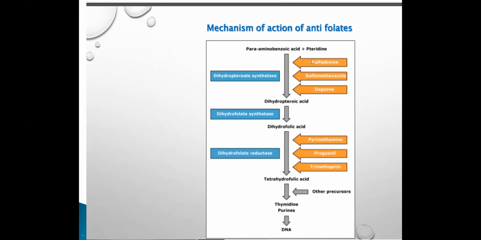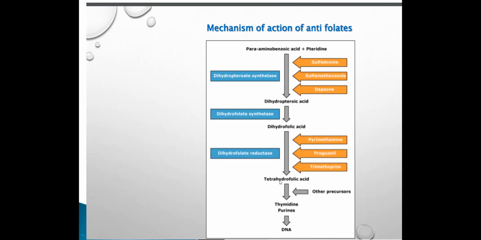So what do the sulfonamides do? They act on dihydropteroate synthetase. That is the mechanism. That gets converted to dihydropteroic acid, which then by dihydrofolate synthetase gets converted to dihydrofolic acid. This dihydrofolic acid gets converted into tetrahydrofolic acid by dihydrofolate reductase, and this is inhibited by pyrimethamine, proguanil, and trimethoprim. So when you write a note on dihydrofolate reductase inhibitors, you have to include all these 3 drugs.